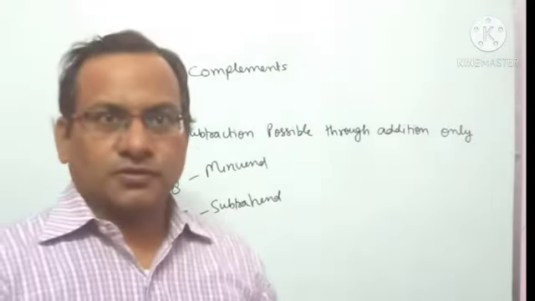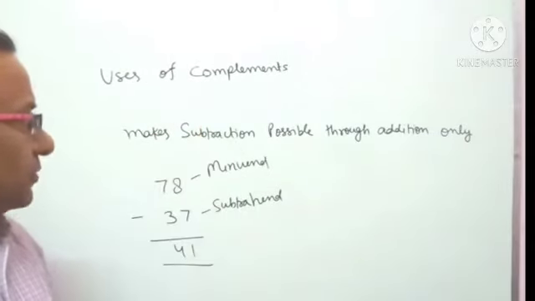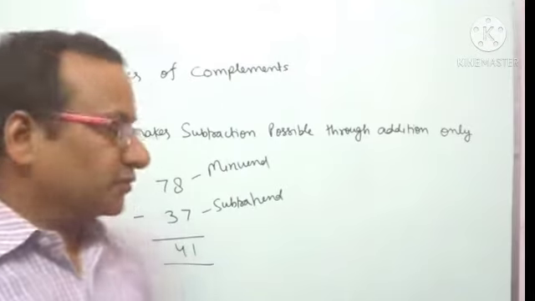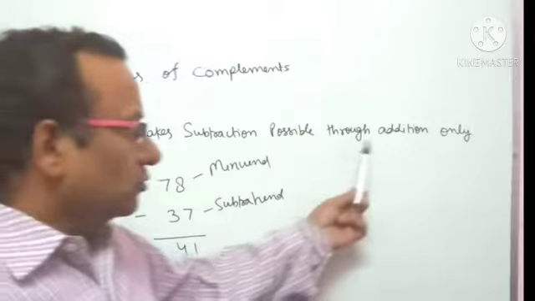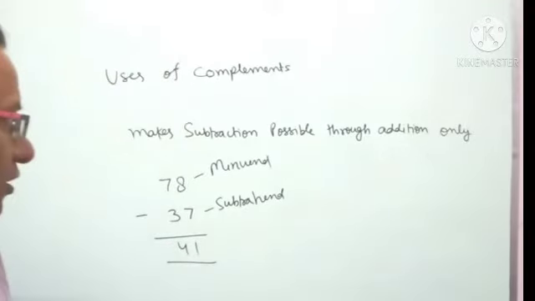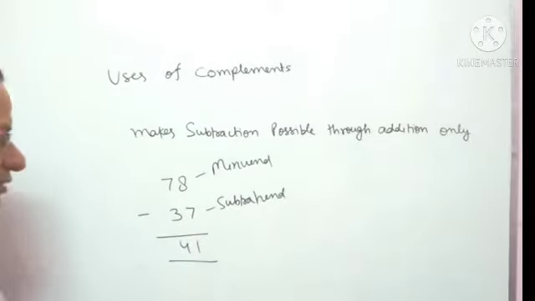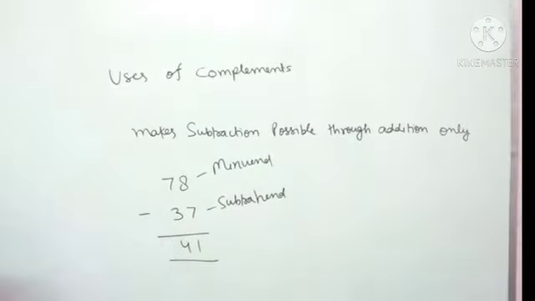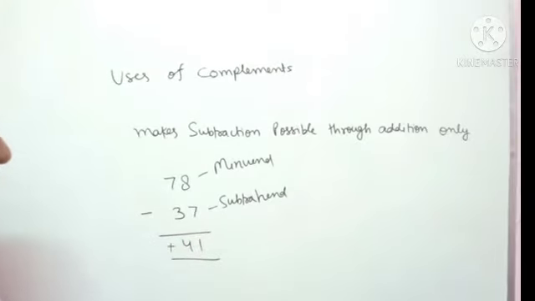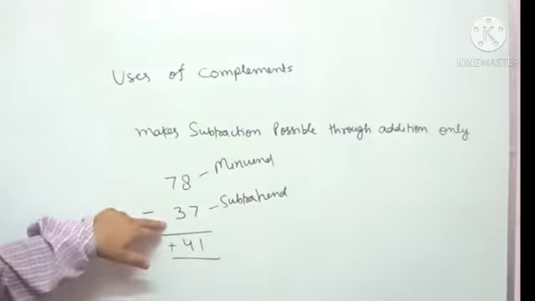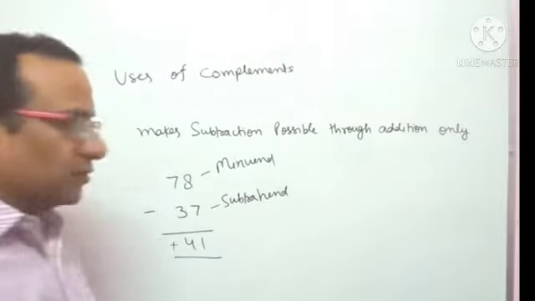Hello friends, let's see why we use complement, or the uses of complement. One important use of complement is that it makes subtraction possible through the addition procedure only. For example, if I have to subtract 37 from 78 in the decimal number system, the result you know is directly plus 41. Now, without this subtraction, can we get the result? Yes, it is possible through the complement method.